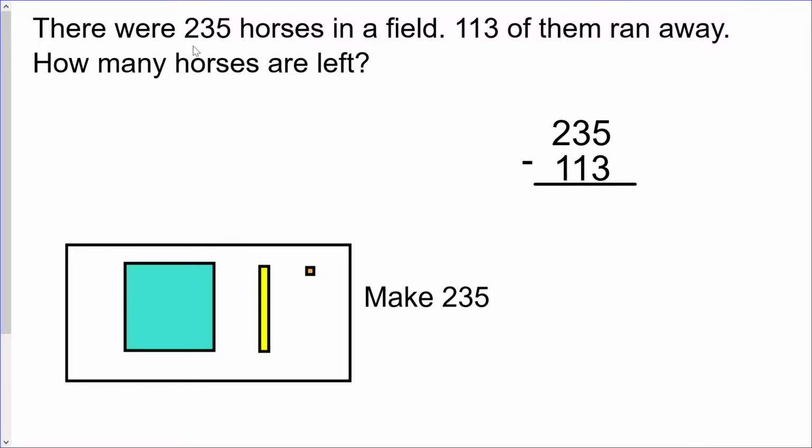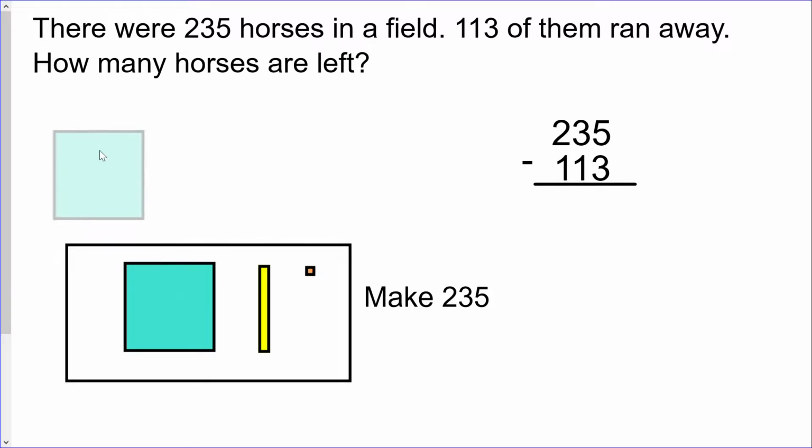There were 235 horses in a field. 113 of them ran away. How many horses are left? What did the horses do? 113 of them ran away. So did my number increase or decrease? It decreased. It's getting smaller. So I know I need to subtract. So let's build this number.